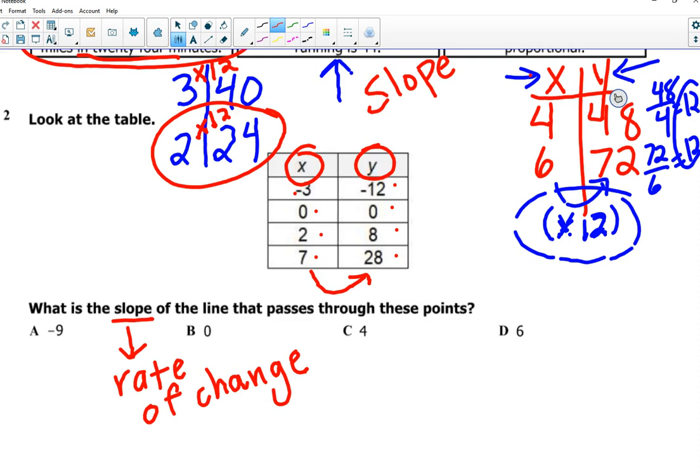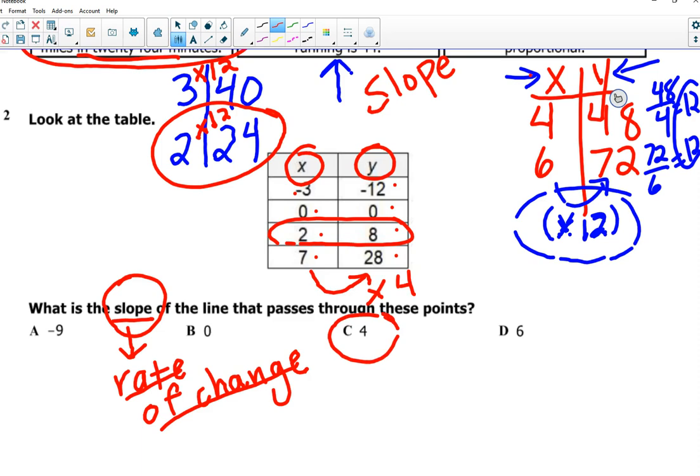When we have a proportional relationship, that number is called the rate of change, and it's also called the slope. So what would I multiply, for example, 2 by to get 8? 4. This is a times 4 relationship, so our slope or rate of change is 4. So you're looking for the relationship between x and y. Brianna?